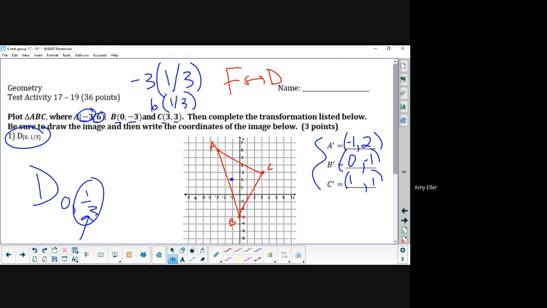Make sure you're labeling every point. Every group labeled except for one all day, so very good on that. There's my answer. I've graphed it. I have written the points. That's what you'd have to have for 3 points.